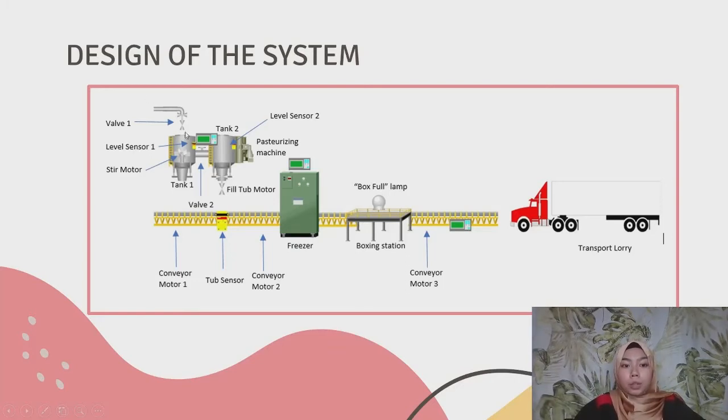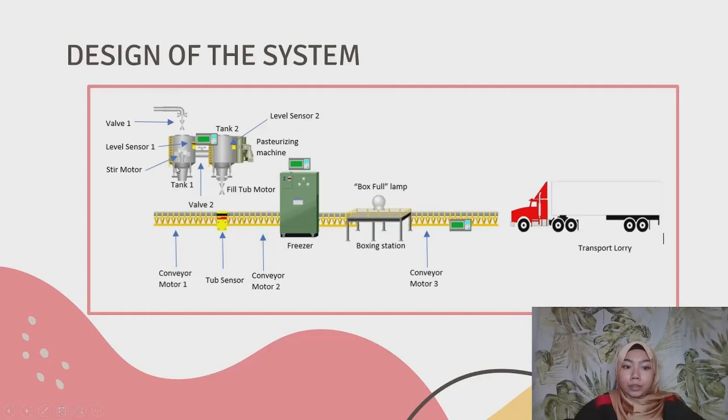Valve 1 will fill in tank 1 with the ingredients until level sensor 1 detects it as full. Once the level sensor detects it as full, the stir motor will be activated for several hours to blend the ingredients. The stir motor is the first location of our timer.